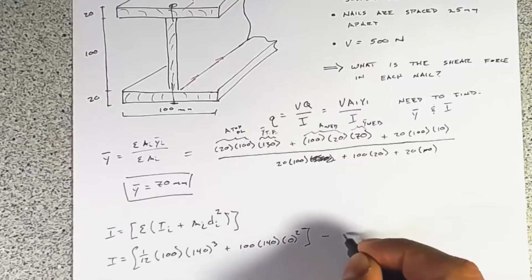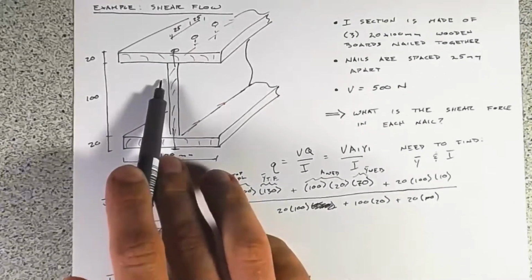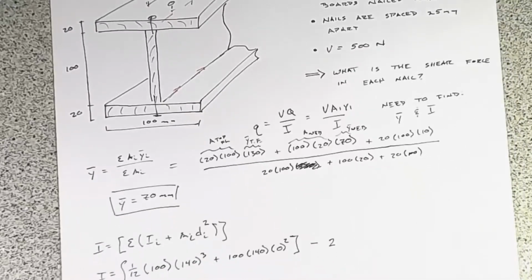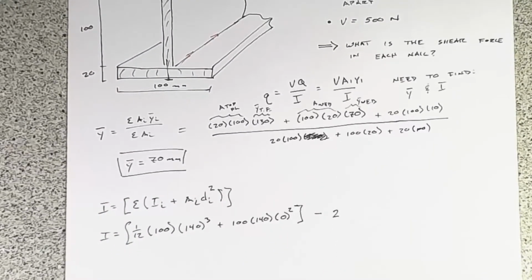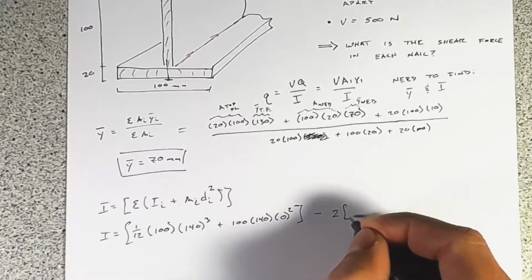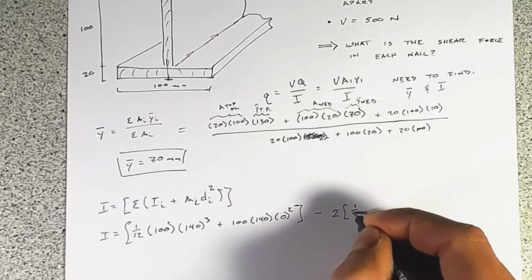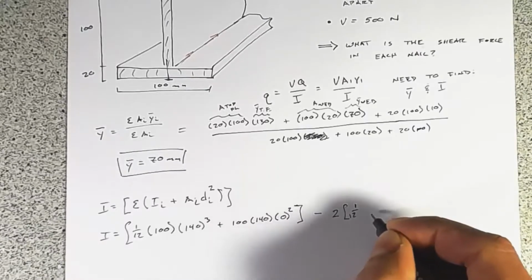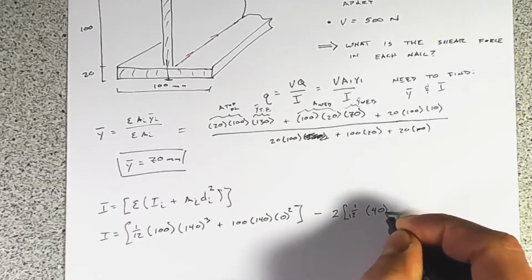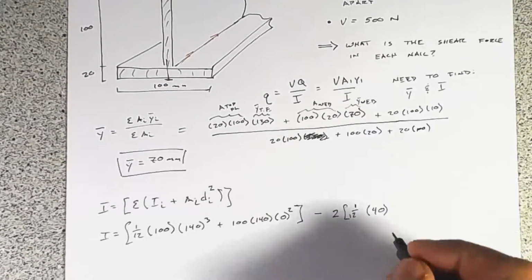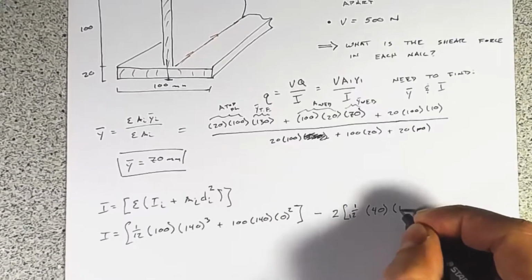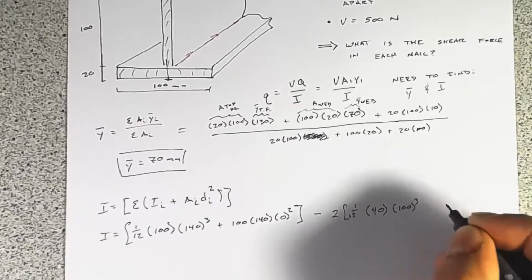And then I'm going to subtract out 2 of these voids here, and the contribution to the moment of inertia that those provide. So that's 2 times 1 over 12 times 40 millimeters wide times 100 millimeters tall cube.